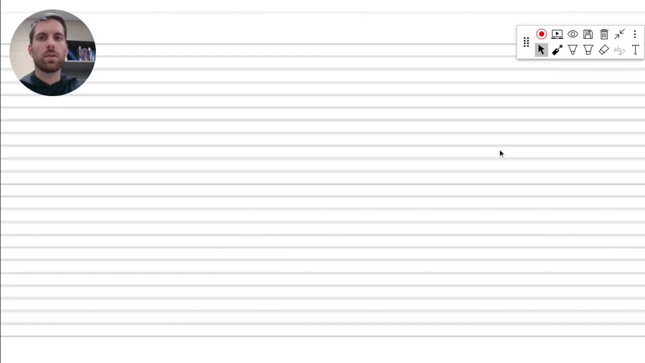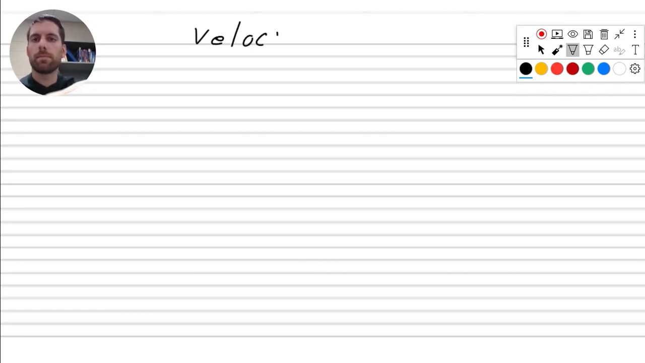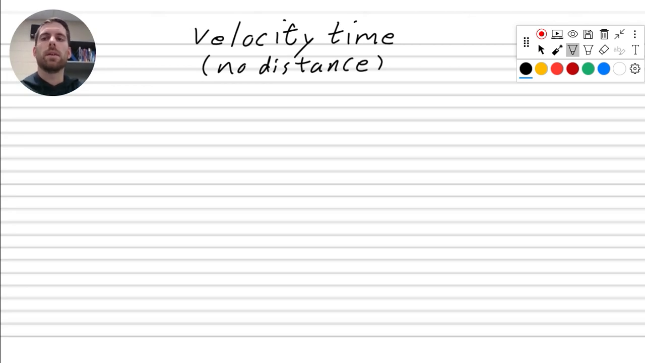So to start, I will do the first one, the velocity time equation with no distance given. Exactly like so. Alright, now let's write out what we know about an equation of a line real quick. So that's going to help us a bunch with this.